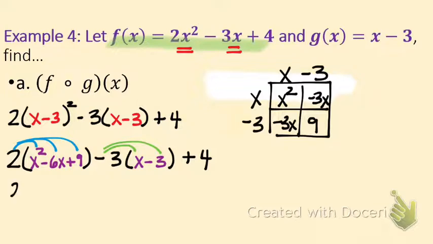So that would be 2x squared, then 2 times negative 6x, I'm sorry, is negative 12x. 2 times 9 is 18. Negative 3 times x is negative 3x. Negative 3 times negative 3 is positive 9. Bring down the positive 4.